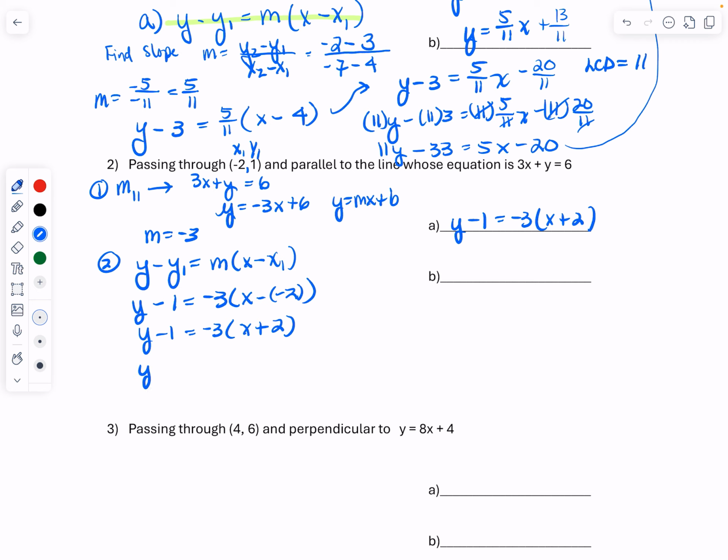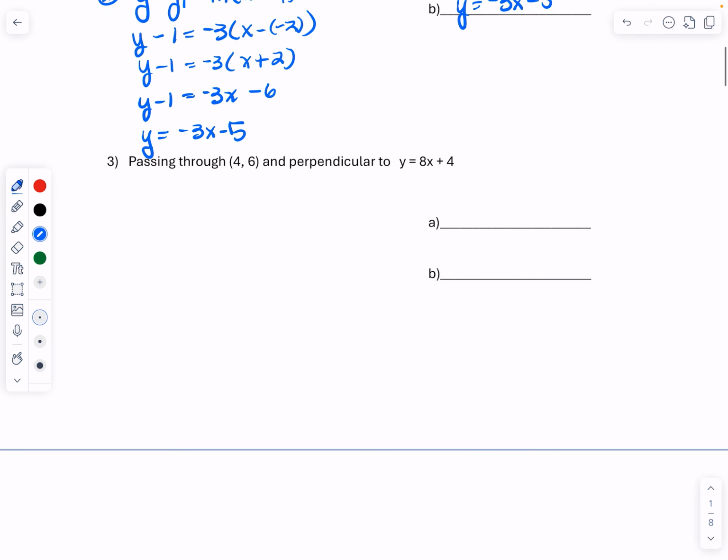Now I'm going to go ahead and distribute that negative 3 to both x and to the 2. So negative 3x minus 6. Now I'm going to add 1 to both sides to get y isolated. So negative 3x, and then negative 6 plus 1 will give me a negative 5. So y equals negative 3x minus 5.